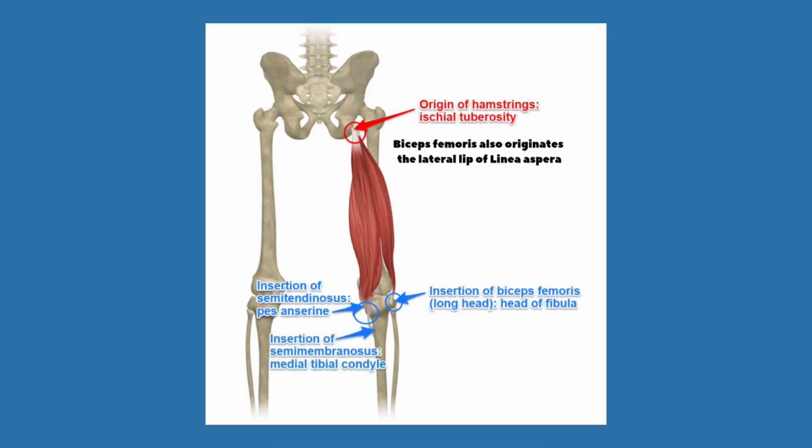We'll move into the hamstrings now. We've got biceps femoris. The origin is the ischial tuberosity and the lateral lip of the linea aspera, and its insertion is the head of the fibula.